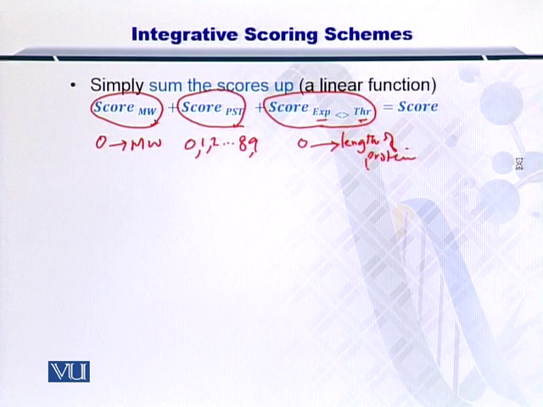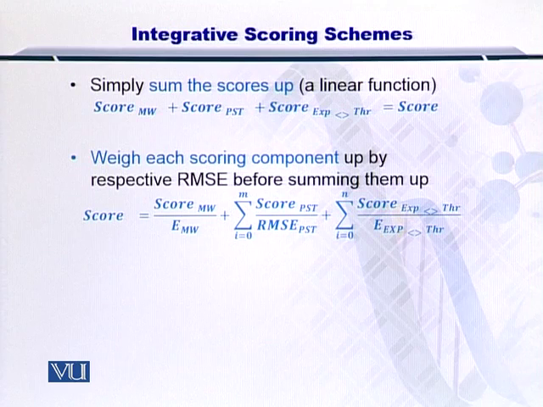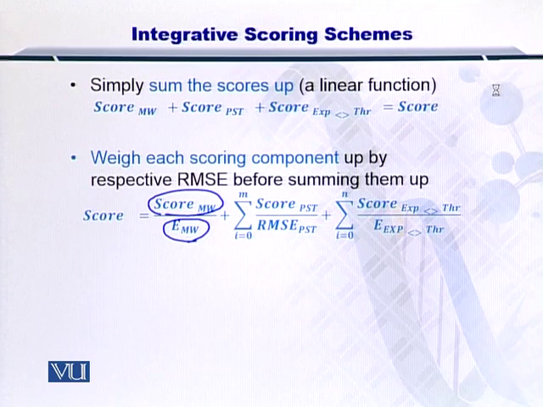So these are three very different quantities. One cannot be normalized to another or to the third. So we need to really see how to combine them in a meaningful way. One step towards this meaningful approach would be to divide each score by the error. In this way, you will have a normalized score with reference to its error. Here you have the score for the PSTs, and you divide it by the root mean squared error, and you sum it over all the PSTs.